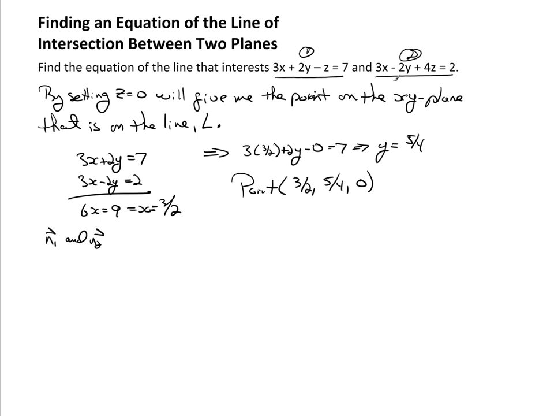Well, if it's orthogonal to those, then I can get a direction vector v. I can figure that out by finding the cross product of n1 and n2, because remember, the cross product of two vectors will give me a vector that's orthogonal to both of them. And to do that, I'm going to go back to my determinant.